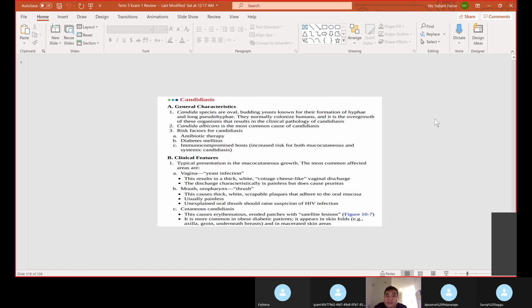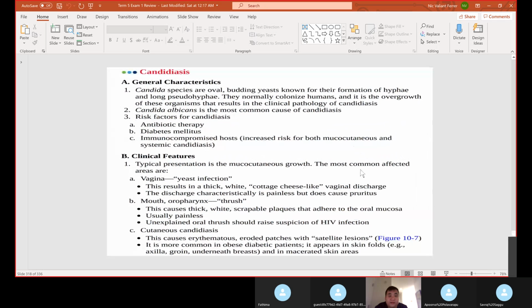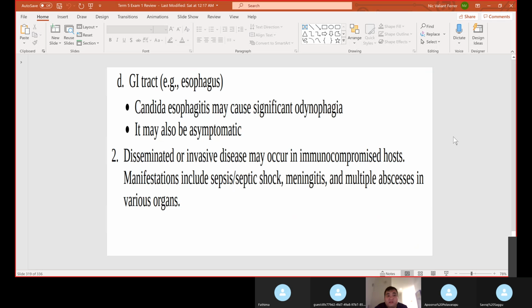In terms of candidiasis, Candida albicans, yeast infection in the vagina, cabbage, cheese-like vaginal discharge. You can have like a thick mucocutaneous growth. Also in the mouth, it can cause thrush. You can have cutaneous candidiasis. GI tract, you can have Candida esophagitis. And dissemination occurs in immunocompromised hosts.